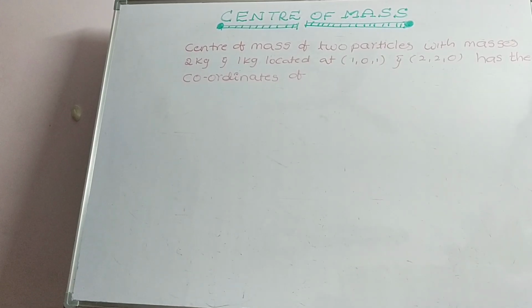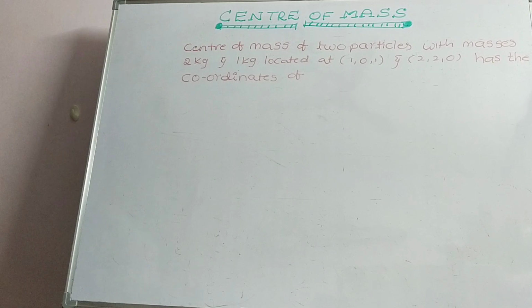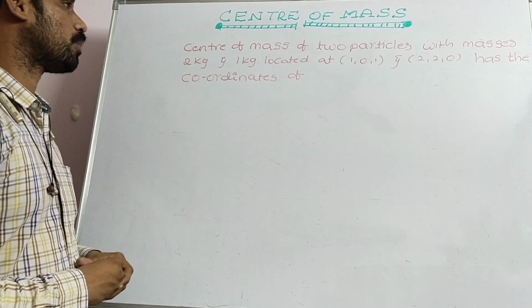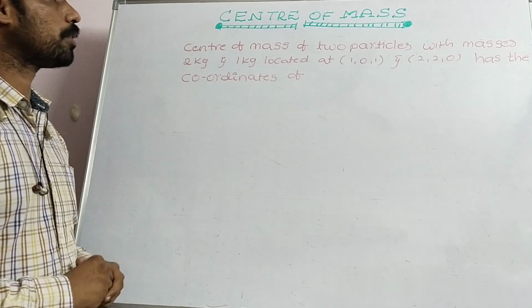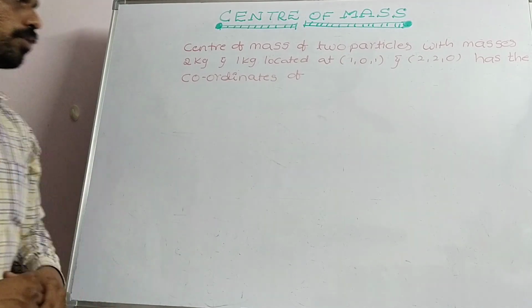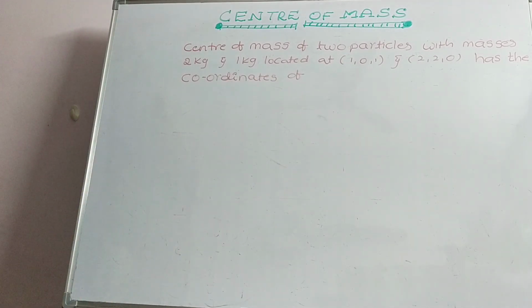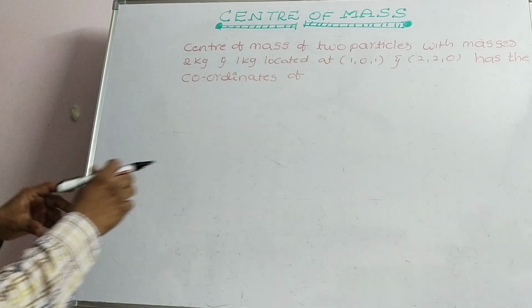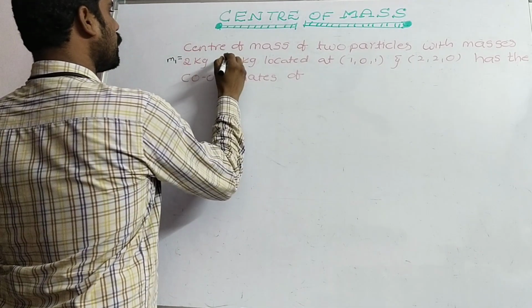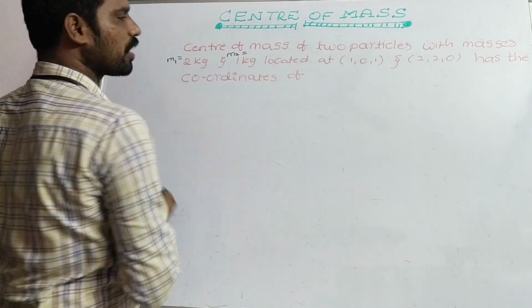Now here is a problem like the previous problem. The center of mass of two particles with the masses 2 kg and 1 kg located at (1, 0, 1) and (2, 2, 0) has the coordinates of what? So we have to find the coordinates of the center of mass. Let us consider here M1 is equal to 2 kg, M2 is equal to 1 kg.